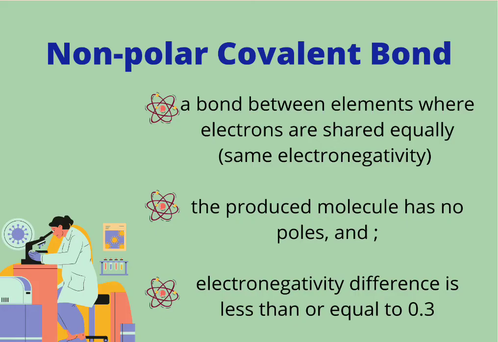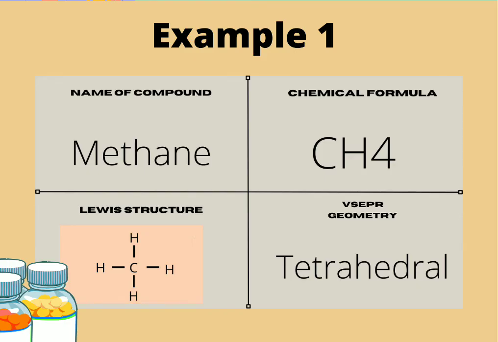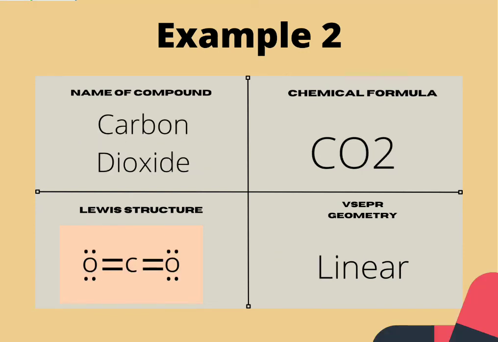Next, let us discuss the first type under covalent bond, the nonpolar covalent bond. A nonpolar covalent bond is a bond between elements where electrons are shared equally. The produced molecule has no poles and the electronegativity difference is less than or equal to 0.3. Here are the two examples of nonpolar covalent bond. Each example shows the name of the compound, its chemical formula, the Lewis structure, and also its VSEPR geometry.